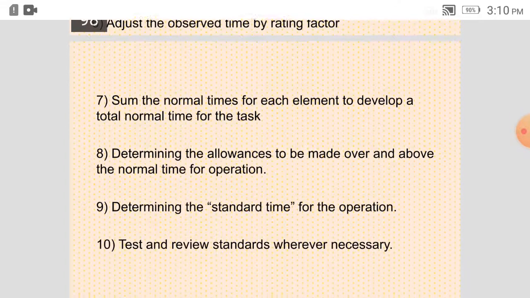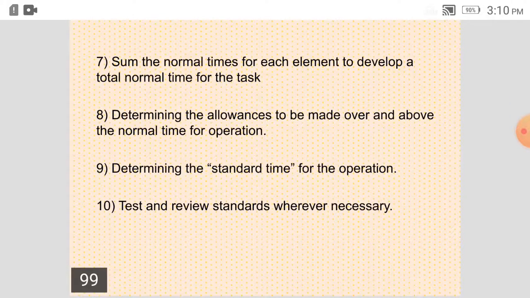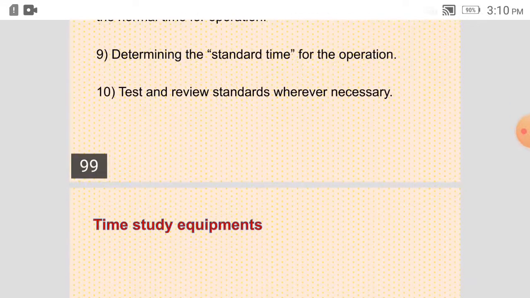Then determine the allowances to be made over and above the normal time of operation. So we have to determine the allowances. Now what are allowances, that we are going to see in detail. Then those are to be added in normal time, and this will give you the standard time. So test and review the standard whenever necessary.